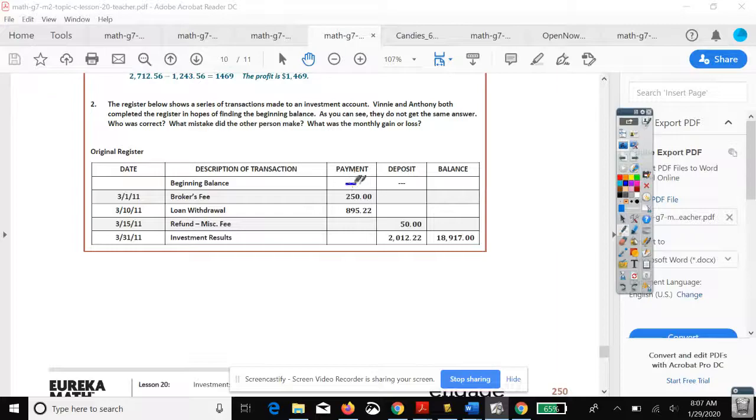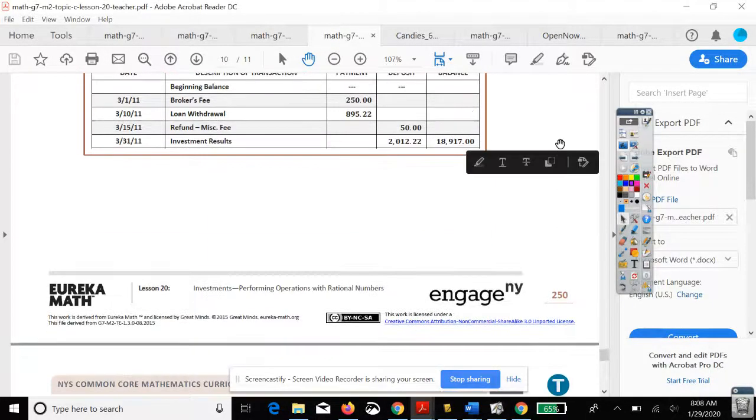So beginning balance of 0, it looks like. The broker's fee of $250, so that's subtracting. Loan withdrawal minus $895. Refund, so that's a deposit of $50. And investment results of positive $2,012.22 for a balance of $18,917. Sounds like a lot of money.